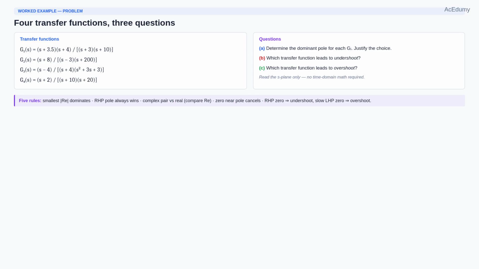Notice the goal. We are not computing the full step response. We just look at where the poles and zeros sit in the S-plane and read off the answer. The whole problem is a pole-zero map exercise. Quick strategy. 5 rules let us answer all 3 parts without a single time domain calculation.